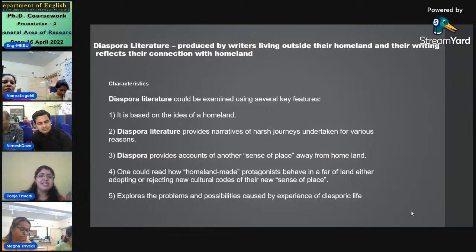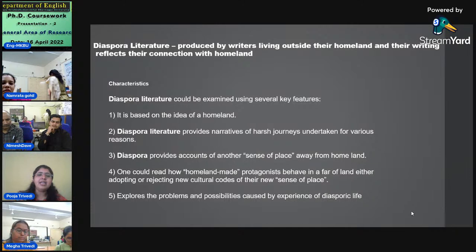Diaspora provides an account of another sense of place away from the land. Even if you live there for 50 years, you are an outsider. So there is a sense of place: this is not my place, I don't belong here. That is what Nimesh has said in his presentation, "apna mulak kya bije chhe." We are constantly remembering the sense of place and recreating the homeland abroad.